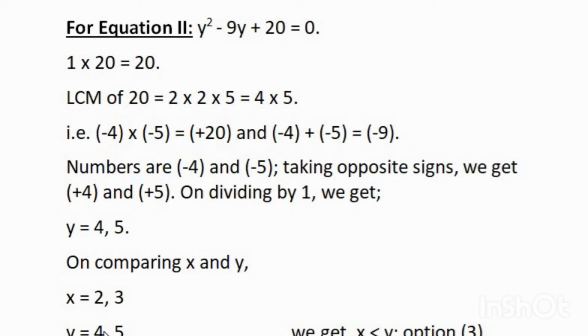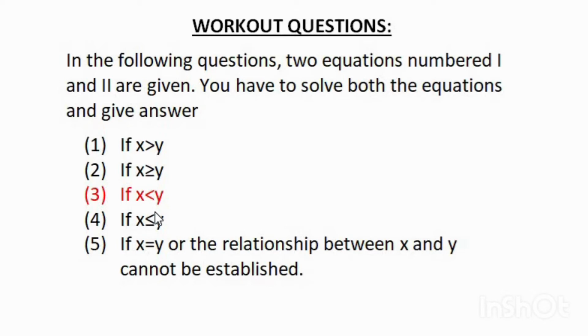comparing first x with y, that is 2 and 4, 4 is greater, that is y is greater, and 3 and 4, y is greater, 4 is greater. And now comparing with 5, 2 and 5, 5 is greater, that is y is greater, and 3 and 5, y itself is greater, that is 5 is greater. That means x is less than y. So which option is the answer? Option number 3 is the answer. X is less than y.